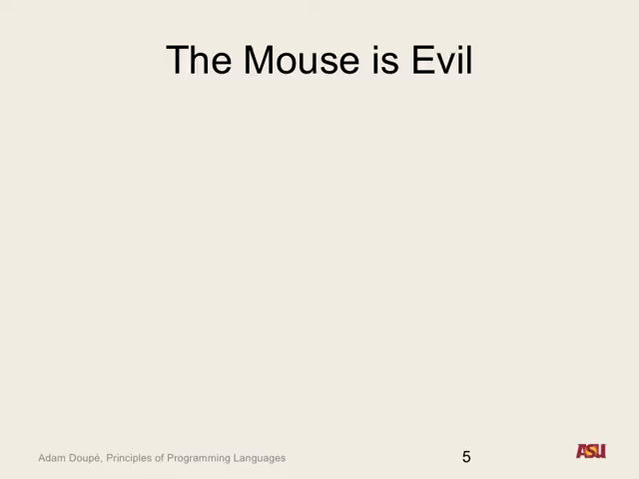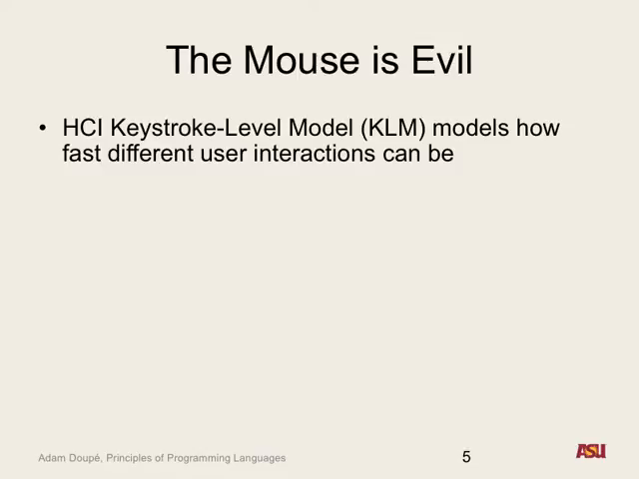Fundamentally, it's slow. This is actually the best thing I took away. I took an HCI, a human-computer interface class at UC Santa Barbara, and the best thing I took away was this. They have this model called the keystroke level model.